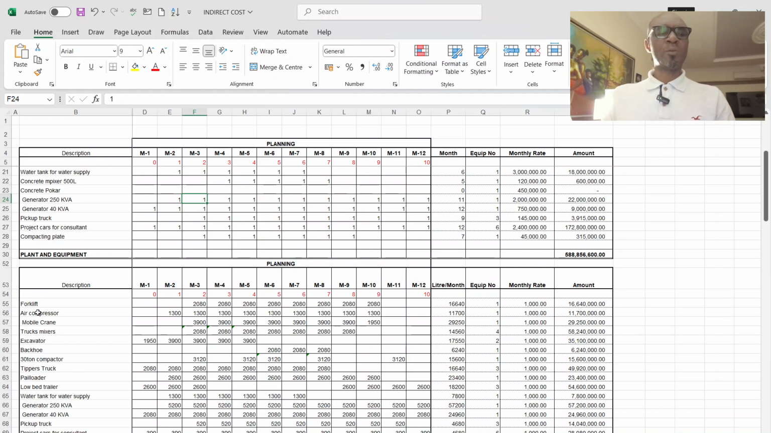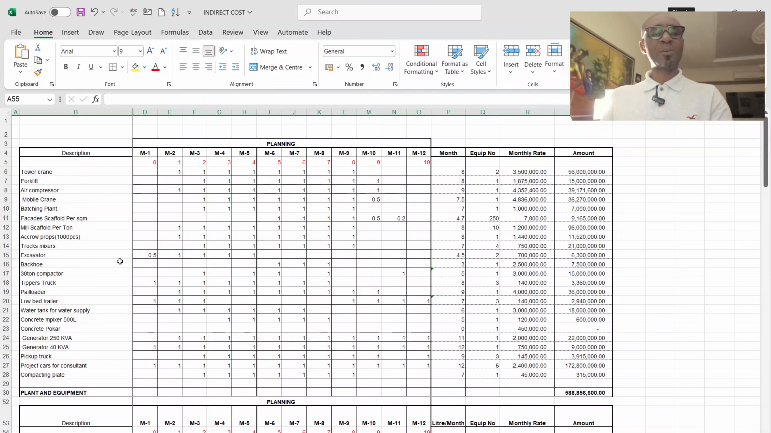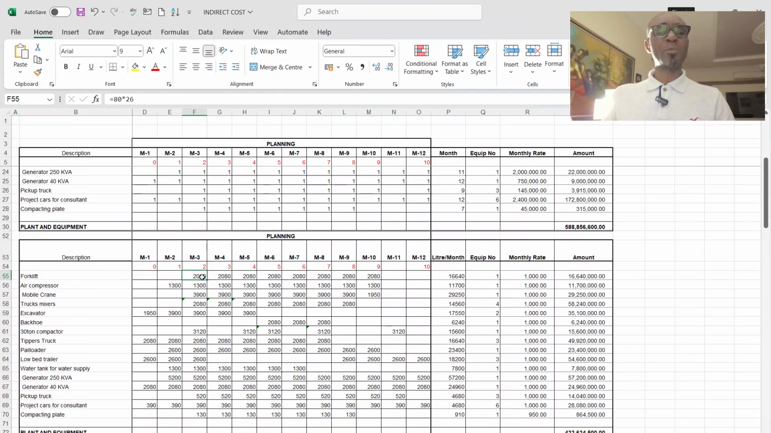So for me to explain how these figures came about, as we can see above, the forklift was to be deployed to site at month 3. And that is why you see the fueling will start from month 3. And as you can see from the cell I just clicked, you are seeing an 80 and a 26. The 80 represents the daily consumption of the forklift. That is complete day consumption. While the 26 represents the number of days in the month.